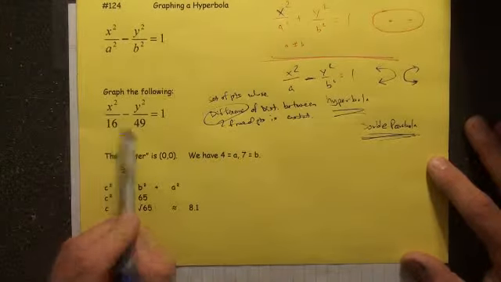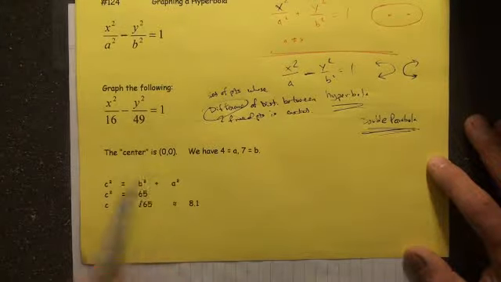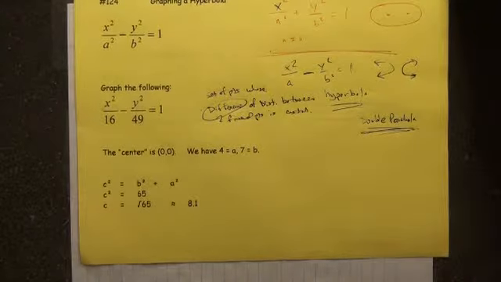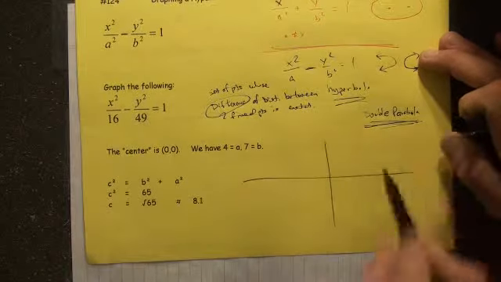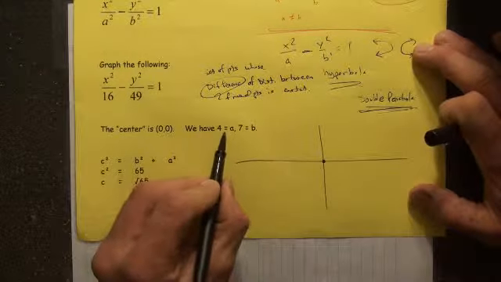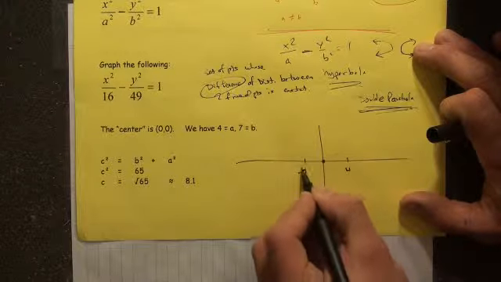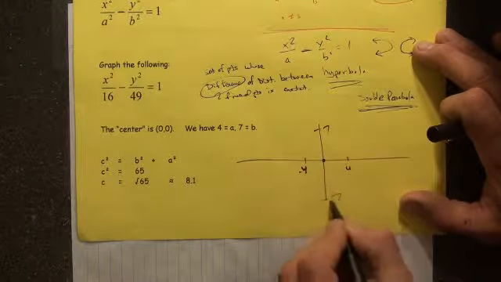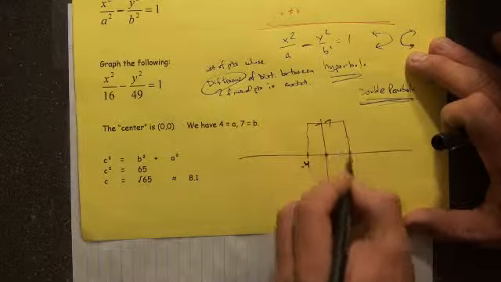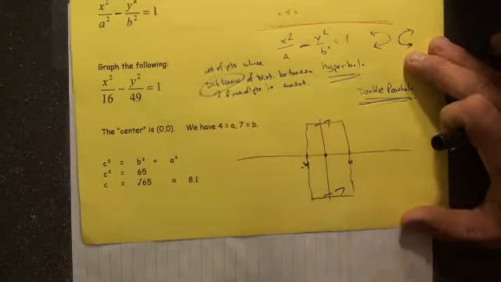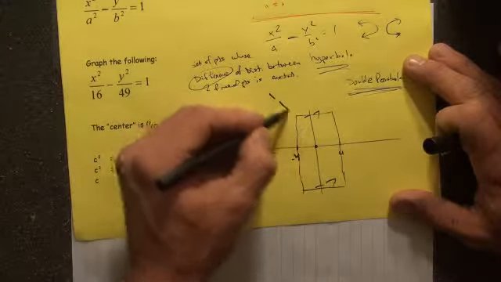So, minus sign. The center, quote unquote, is 0, 0. What you're going to do is make asymptotes. We're going to go to the right and left 4. There's a 4, there's a negative 4. There's a 7 for the height and a negative 7. So we end up with this taller asymptote box. That's going to create these guys right here.